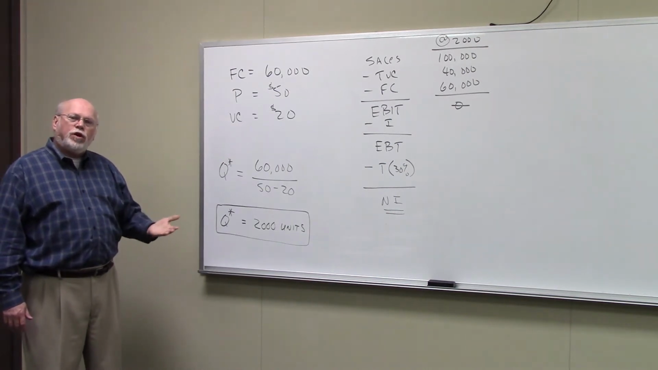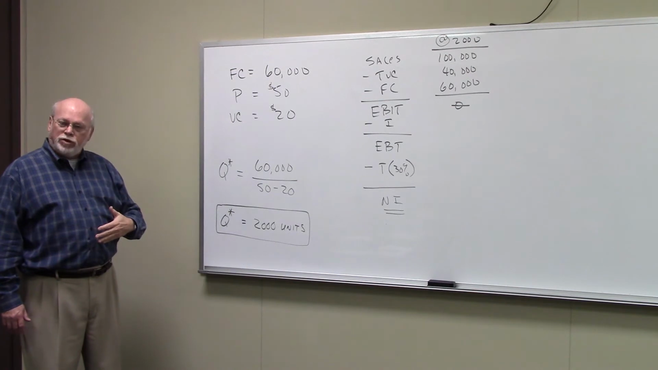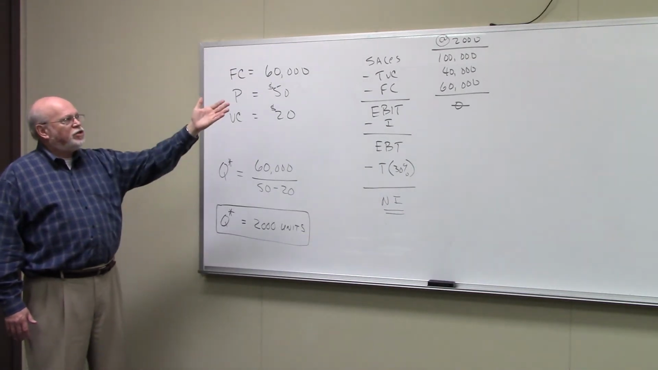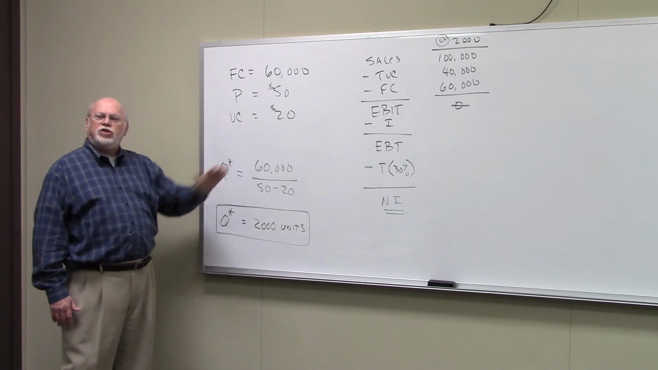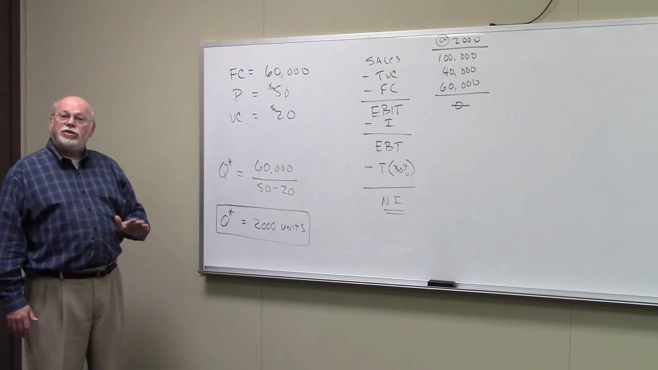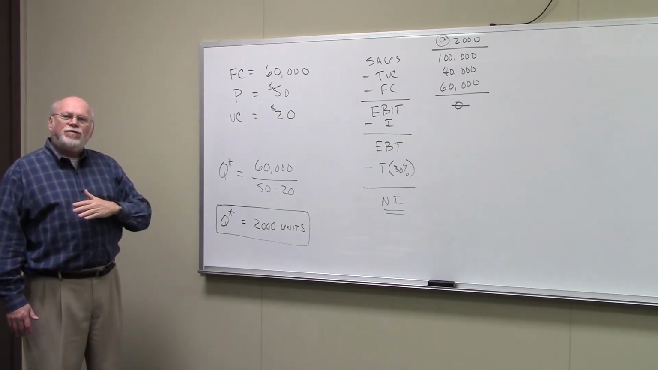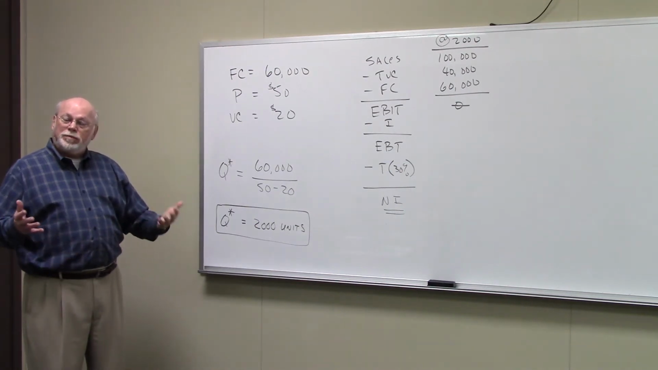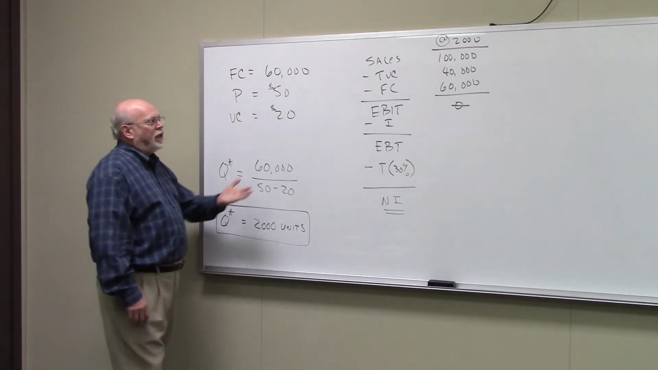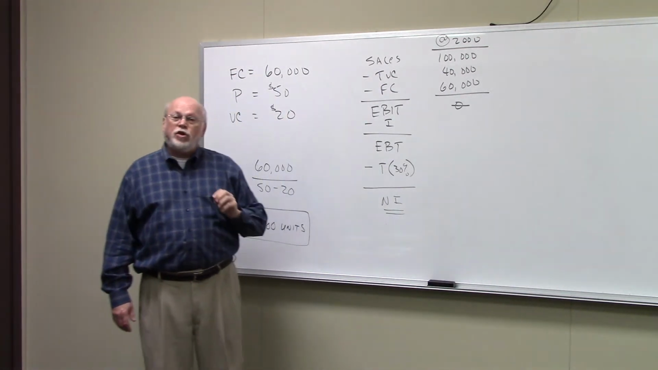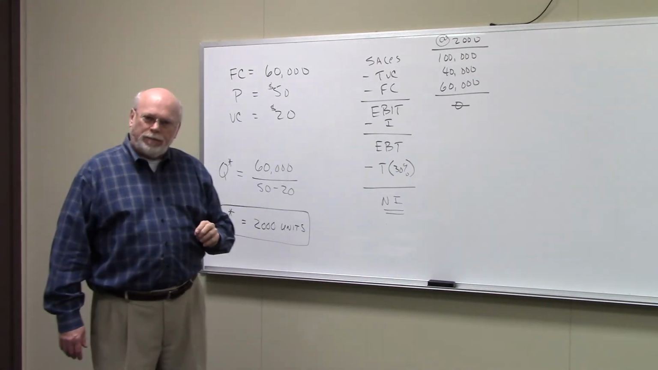To calculate total variable cost now, you take the number of units you produce and sell and multiply that by the variable cost per unit. So if you take 2,000 units and multiply it by $20, which is the variable cost per unit, you'd end up with total variable cost of $40,000. Fixed costs, just as the name implies, are always the same. So fixed cost would be $60,000. And if you take sales minus total variable cost minus fixed cost, your operating profit, your EBIT, is zero.